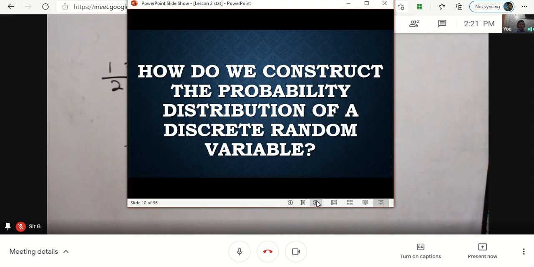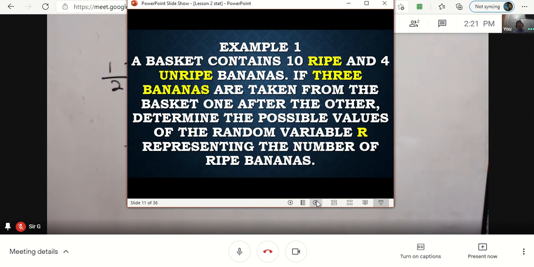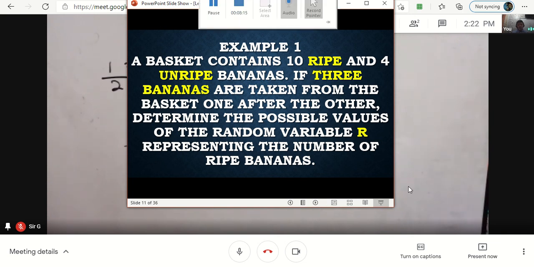So, sabi ko nga sa inyo kanina, na ang ginawa natin nung sa topic na random variable, yung dalawang table na yan, kasama pa rin siya. Pinagkaiba lang niya, magiging 3 siya ngayon. Okay, so step by step process tayo. Hanapin natin yung probability distribution.